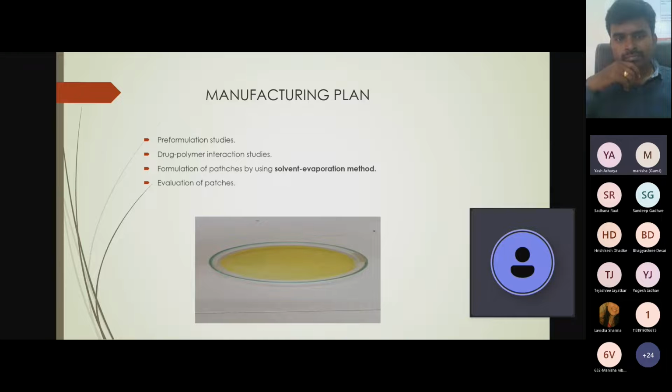Then this is the manufacturing plan. First, we went for pre-formulation studies. Then we went for drug polymer interaction studies. Then we formulated the patches using the solvent evaporation method, and then we evaluated the patches. The evaluation process is ongoing, not yet completed, but we are going for it.